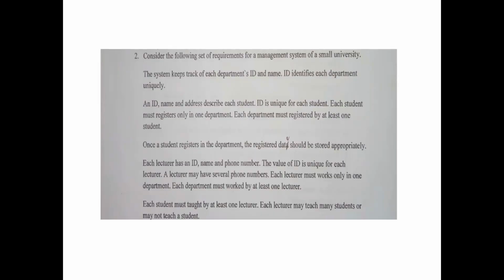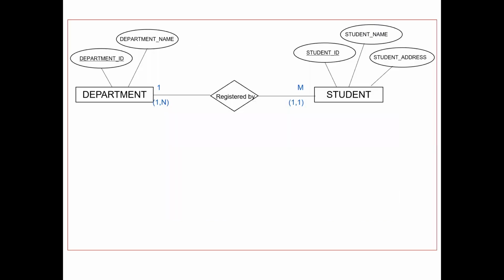And if you consider the relationship, it says each student must register only in one department. Each department must register by at least one student. At least in the sense one or more students. Therefore, there is one-to-many relationship exists here. And it will be represented like this. One department can be registered by many students, but one student can register for only one department.